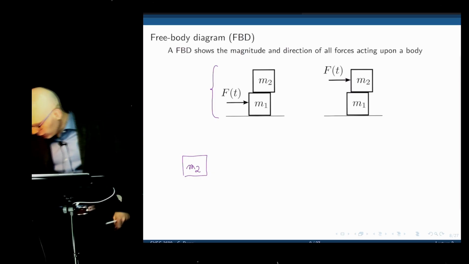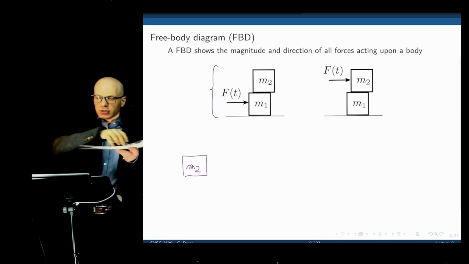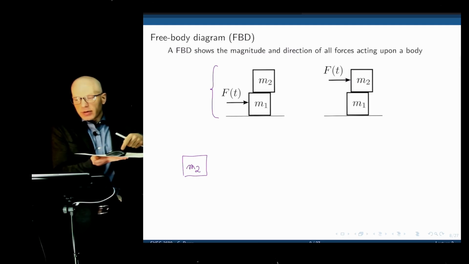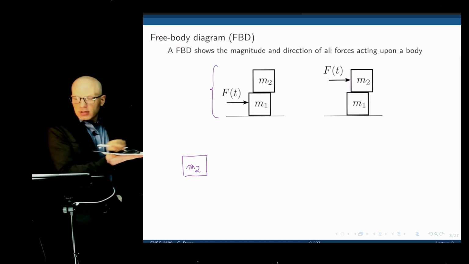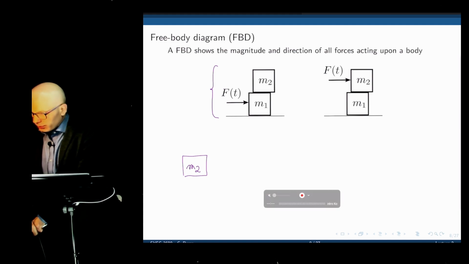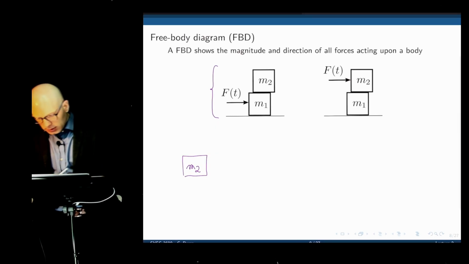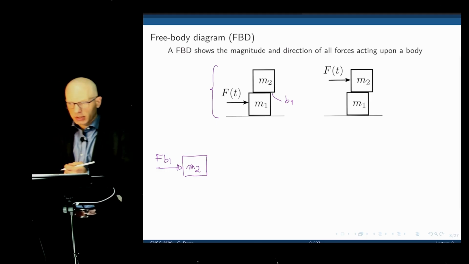You can easily visualize that if I have a paper here and I have an object on top of it. I put a mouse on top of it and I'm moving this paper. Why is the mouse moving? Because there's friction between them. And if this moves to the right, friction is making the mouse move to the right as well. So there's a force generated between these two masses that is making M2 move in the direction of M1. Let's call that friction B1 that exists between these two boxes. And that's the only force acting on that mass.